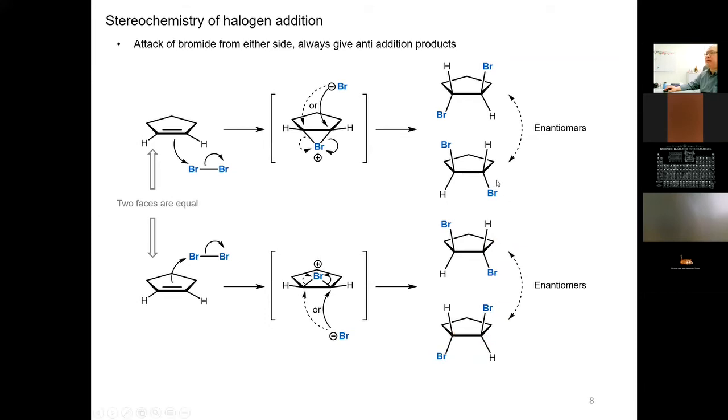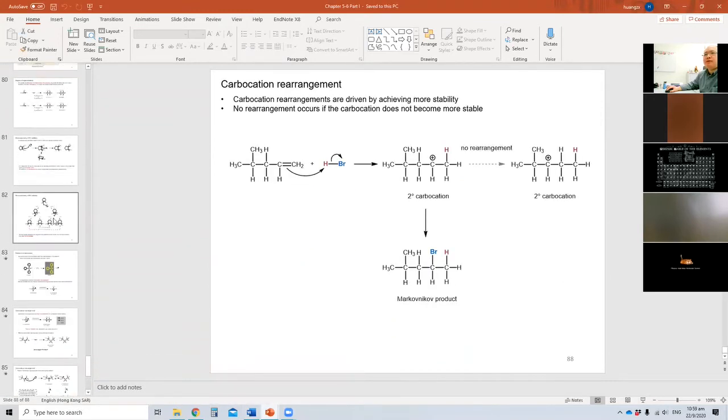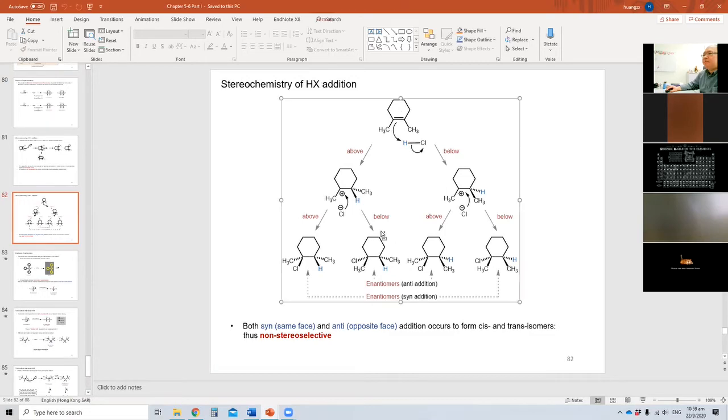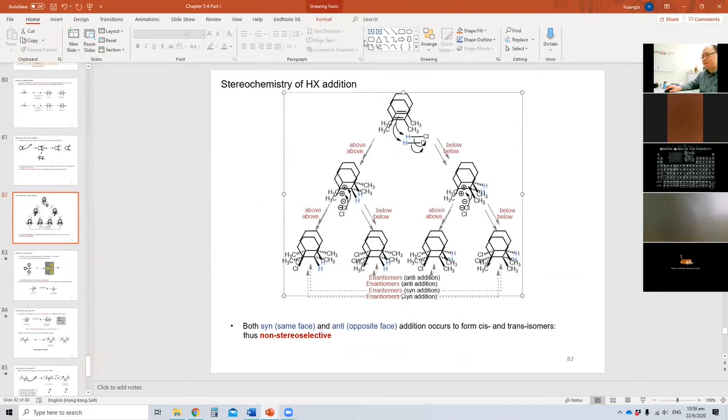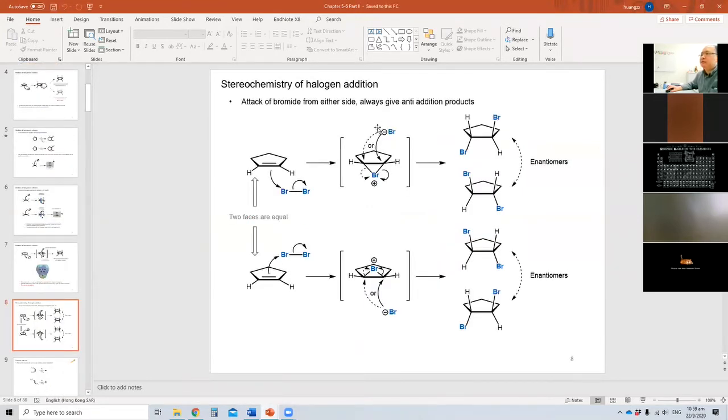Okay. And so what's the relationship between this one and this one? So they are the same, right? So you can see the difference between all the graphs here. So for the HX addition, because the second addition is not stereoselective, you can generate 4 products, and there are diastereomers. So this one is diastereomers with these 2. But for the bromine addition, because the second addition is stereoselective and exclusively gives anti-products, now you don't see any diastereomers because all of them are anti.